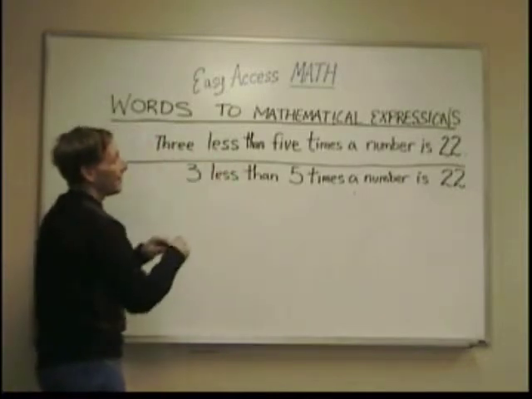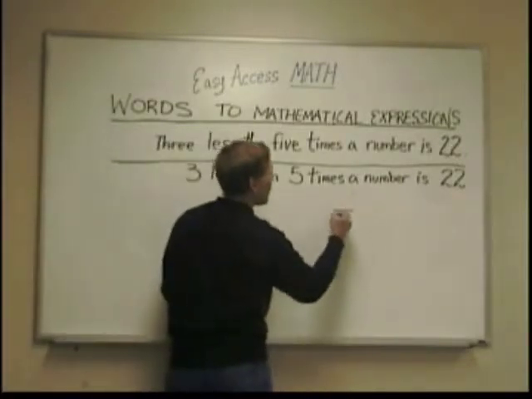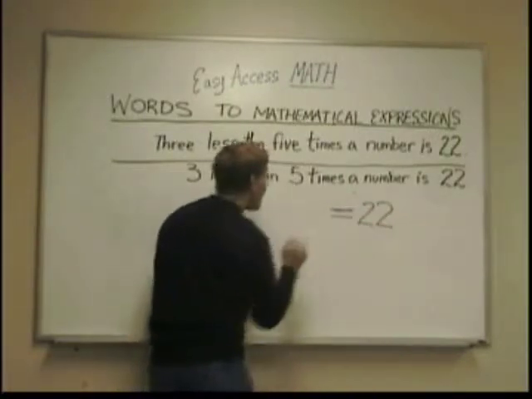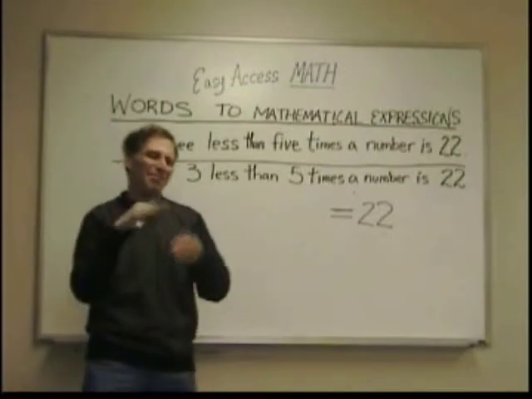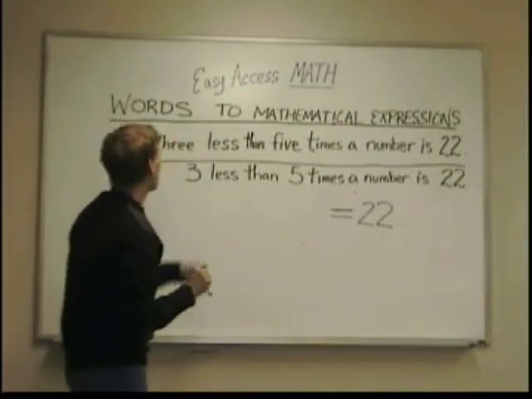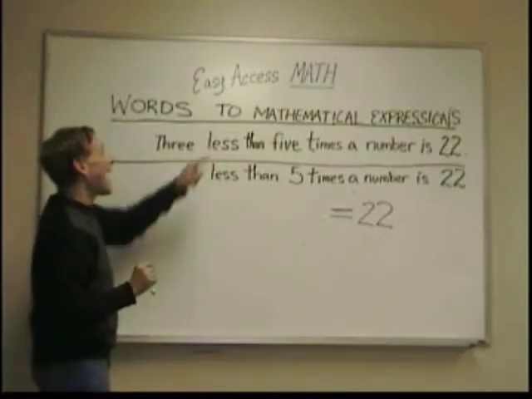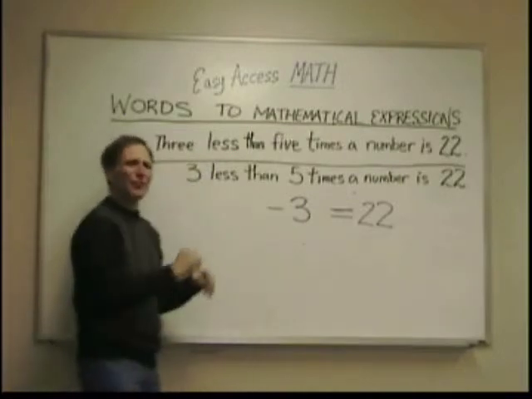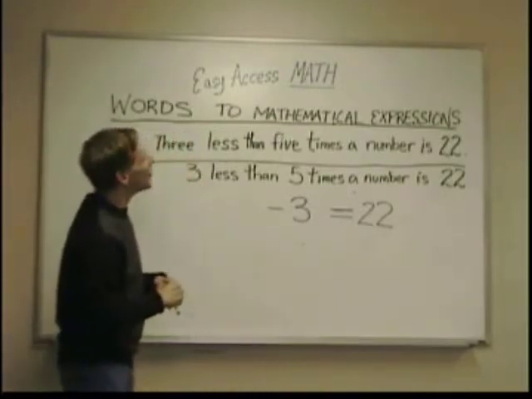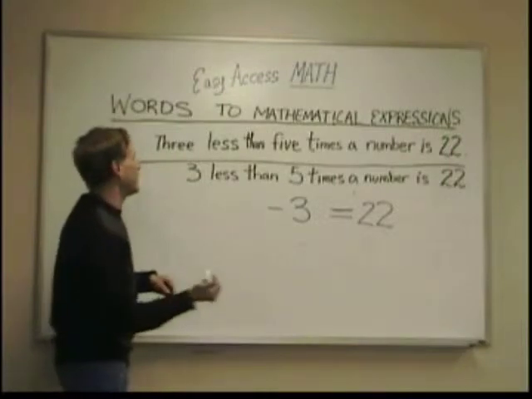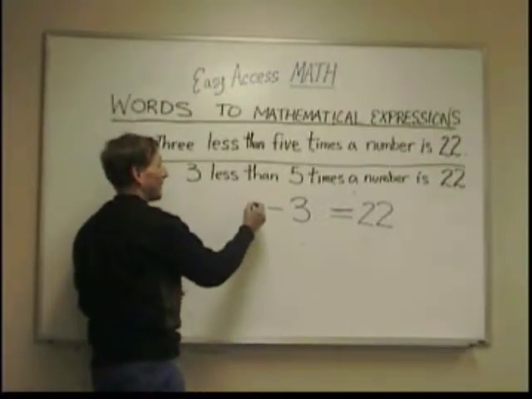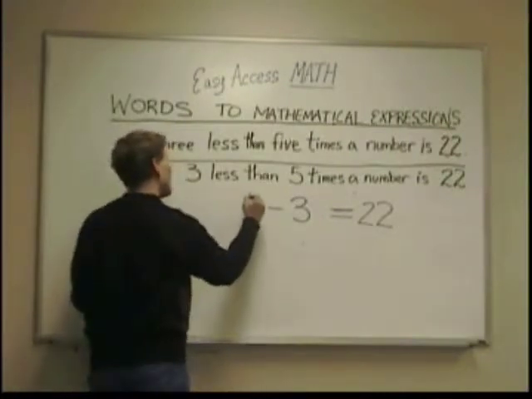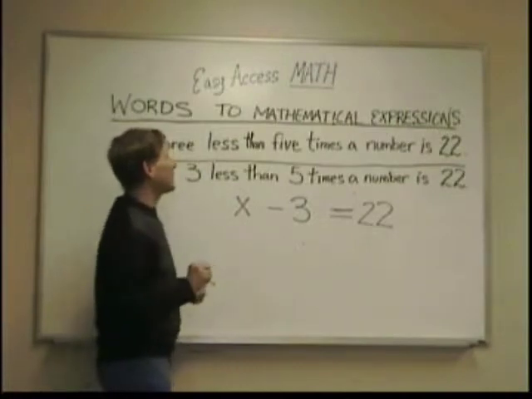First of all, is means equals. And so we know at the end it's going to equal 22. Sometimes it actually helps to look at these backwards. For example, 3 less than actually means -3, and it would go after. And then it says 5 times a number, and we don't know that number yet, so we would just call that number x or n or some letter that you may be given. Let's call it x for time's sake.